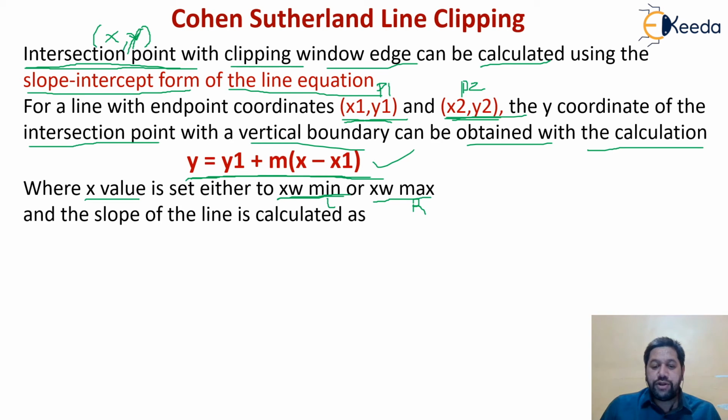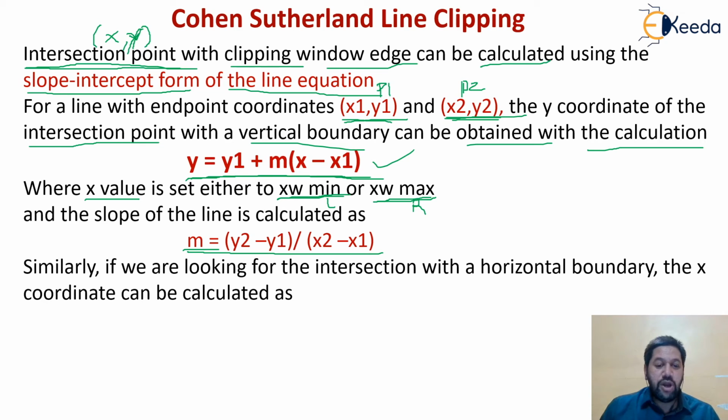If I want to find out the intersection point of the line with the right edge, then I use xw maximum. X is equal to xw maximum, and the slope of the line is calculated. Everyone knows what the slope of the line is. The slope of the line is calculated as m is equal to y2 minus y1 upon x2 minus x1, simply delta y upon delta x. Okay, so that is my slope of the line that we are going to consider. M is the slope of the line, which is equal to y2 minus y1 upon x2 minus x1.